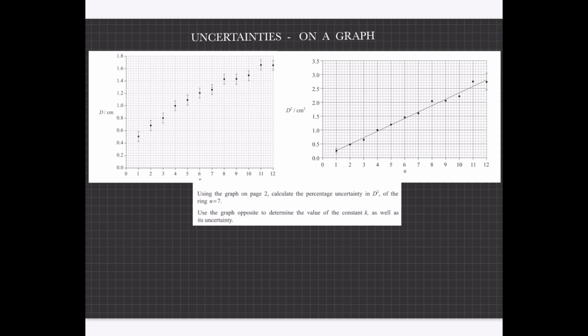Now, they told you already to use this graph, okay? Why? Because we need to find the uncertainty of D2. So, the uncertainty of D2 over D2 is equal to 2 times the uncertainty of D divided by D. And in order to find the uncertainty of D, we need to use the error bars. And to find D, we need to go to n equals 7. So that's n equals 7, and this is the point that we need to check its uncertainty and the value D.